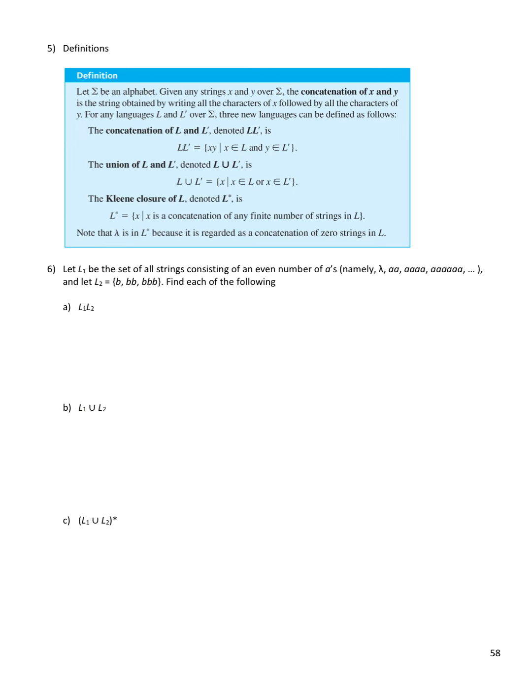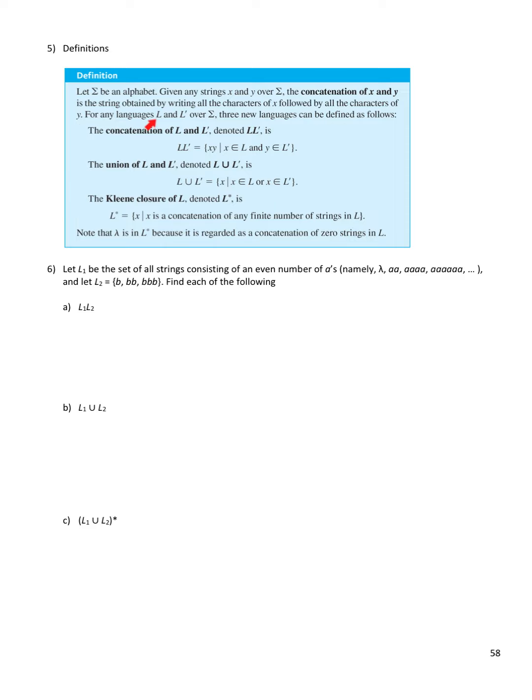Okay, some more definitions. Sigma is an alphabet. Given any strings x and y over sigma, the concatenation of x and y is the string obtained by writing all the characters of x followed by all the characters of y. Think of concatenation as like gluing them together. If you have a string x and a string y, you just pop them together, glue them together.